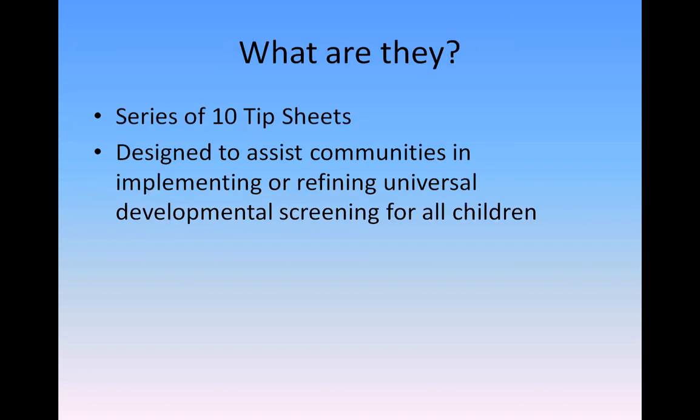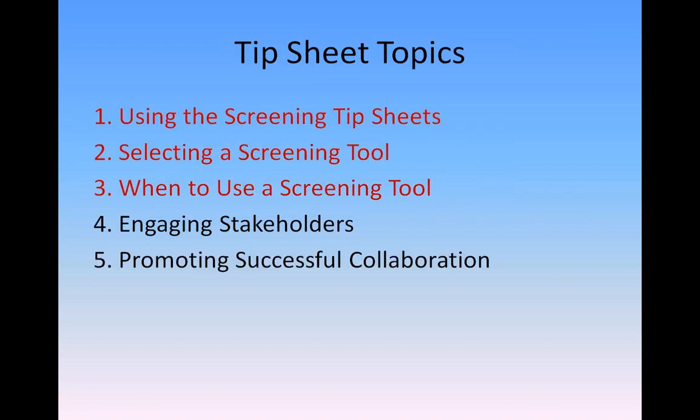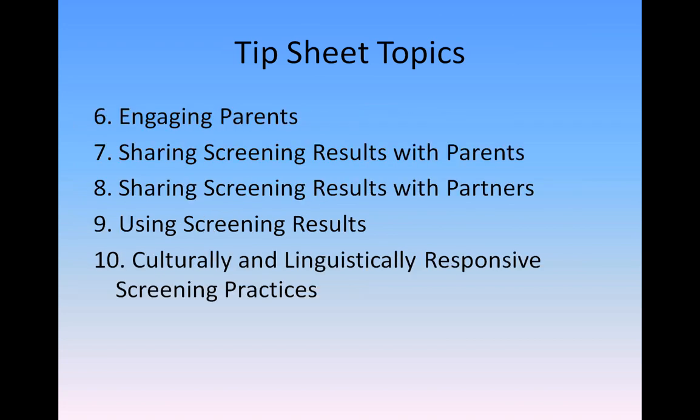The tip sheets are actually a series of 10 documents that are designed to assist you when you are implementing or refining a universal developmental screening system for all children in your community. Again, the 3 sheets we're going to be talking about are the first 3 of the 10: using the screening tip sheets, selecting a screening tool, and when to use a screening tool.